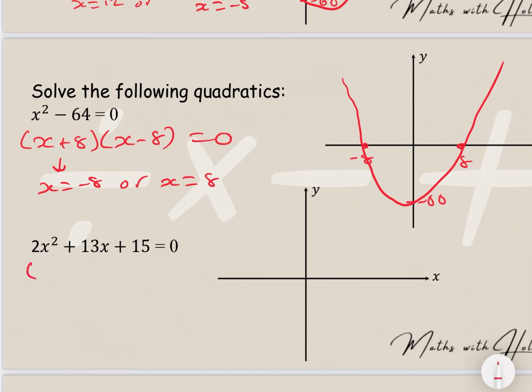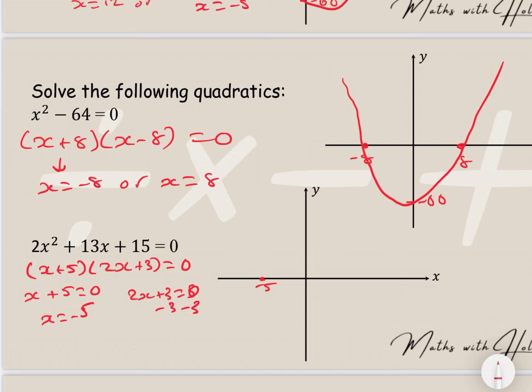Right, this last question had a couple of extra steps in, but our brackets were x plus 5 and 2x plus 3 is 0. So if x plus 5 is 0, that means x is negative 5, which is about here. The next one, you have to solve it. So minus 3 from both sides, 2x is negative 3. So that means x, if you divide both sides by 2, is negative 3 over 2, or negative 1.5, which will be about here. And then it's going to cross the y-axis at 15, so it should look something like that.